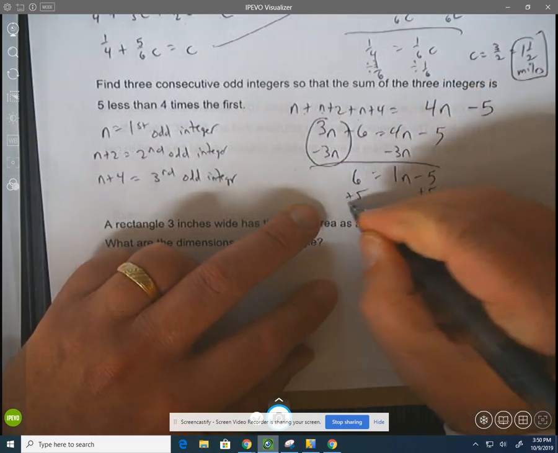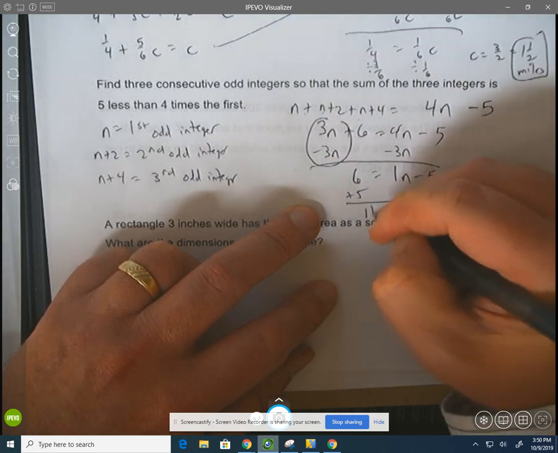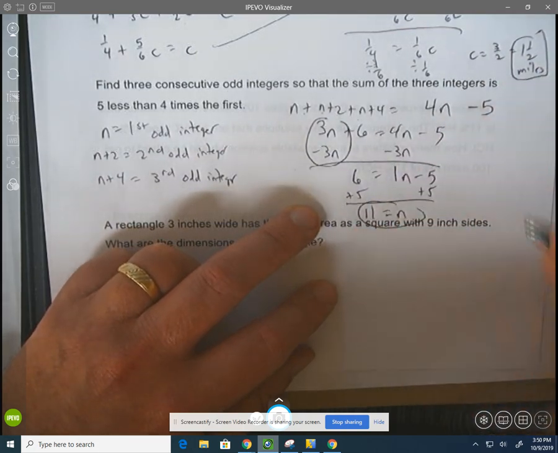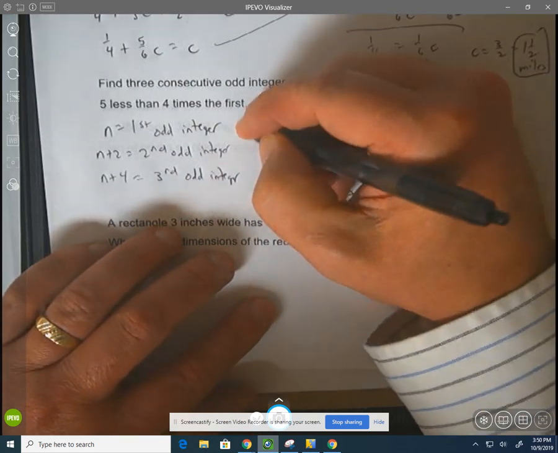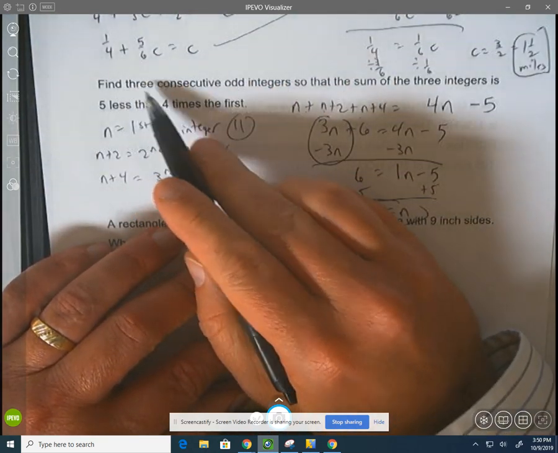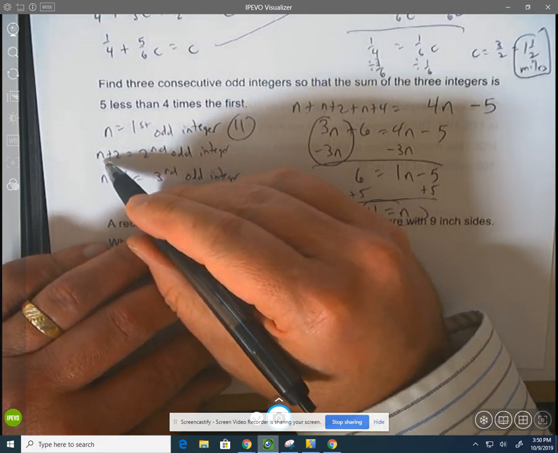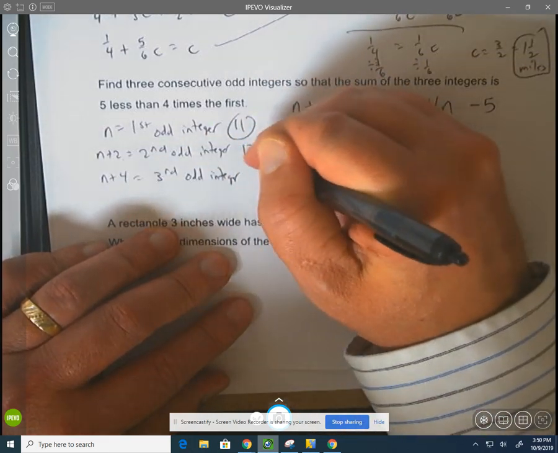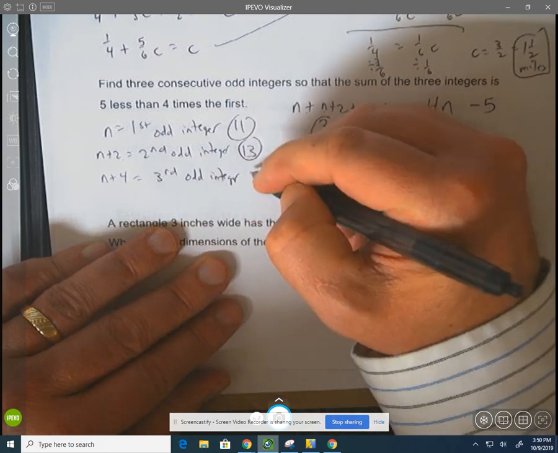And then I can add 5 to that, so n is 11. Now that's just the first one, so my first odd integer is 11. It asked me to find all three, so if 11 is the first one, 11 plus 2, 13 is the next one, and 11 plus 4.